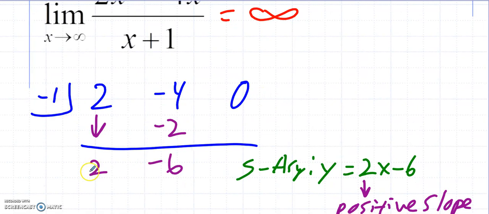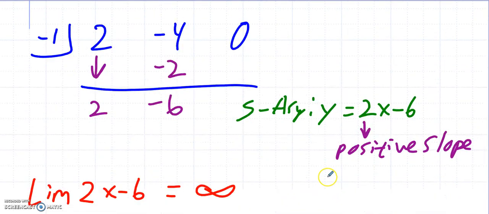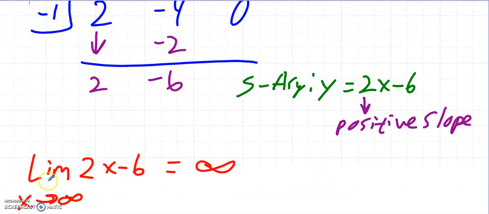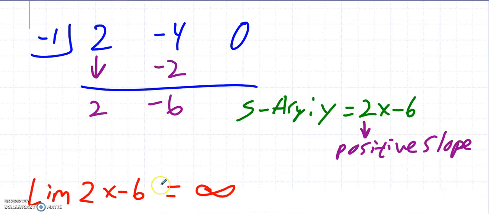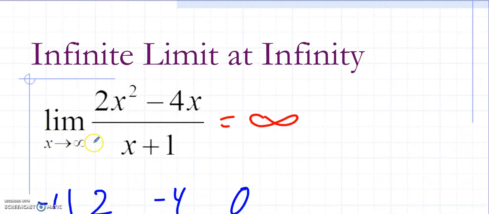So I did synthetic division, and I end up with 2 and negative 6, which means that I have a slant or oblique asymptote with the function y equals 2x minus 6. So then I can think about, okay, this is a positive slope, so I can picture what a positive slope looks like. It looks like this, so I know as x goes to infinity, y also goes to infinity. Or I could just evaluate the limit as x goes to infinity of 2x minus 6, and that equals infinity. So therefore, the limit as x goes to infinity of 2x squared minus 4x over the quantity x plus 1 also has to equal infinity, because the slant asymptote describes the end behavior, and a limit as x goes to infinity is asking for end behavior.